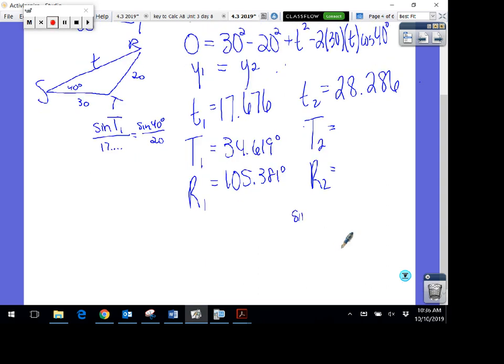So sine of angle T2, there's no risk. 28 is smaller than 30, so there's no way the angle can be obtuse. 30 is the biggest side. 28 is smaller than 30, which means there's no risk in angle T2 being obtuse. And we use that 28 number equals sine of 40 degrees over 20.